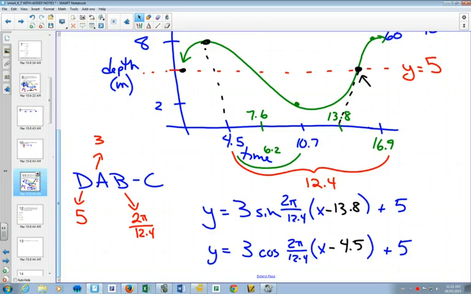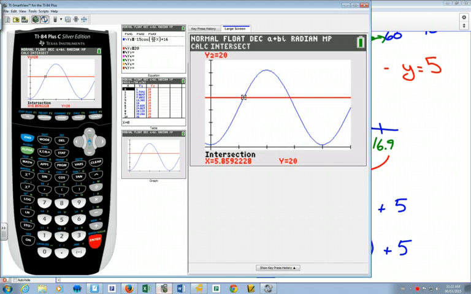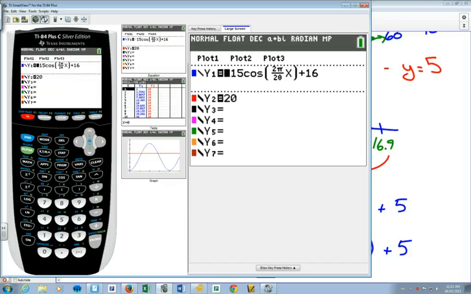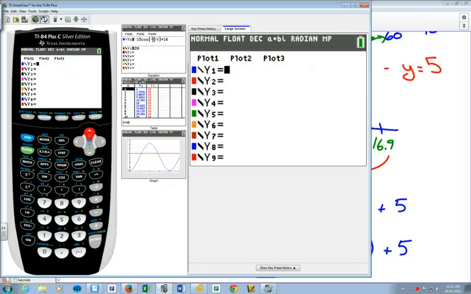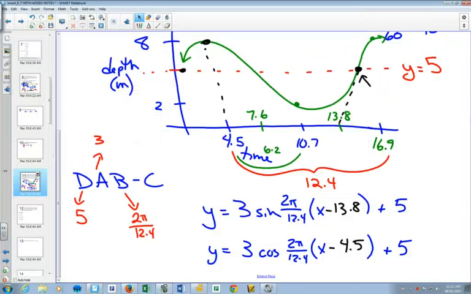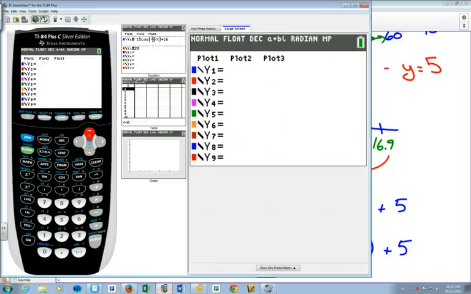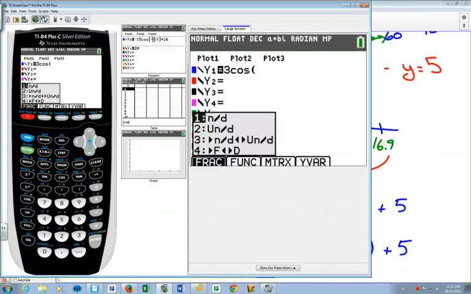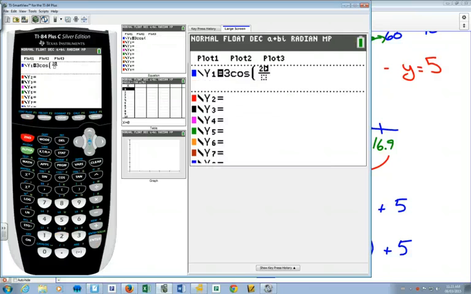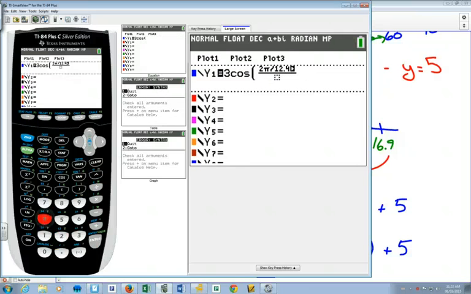So now we can go to our graphing calculator, set up this window, type in our equation, and just do a quick check. Does it look like it's matching up nicely with this graph? So if I look at that, I'm going to go to my calculator, clear these ones out. So, quickly look at it to memorize it. 3 cos. Two pi divided by 12.4.